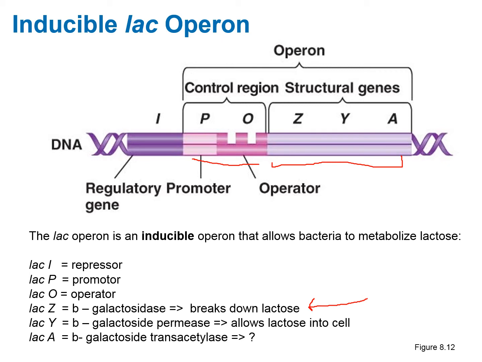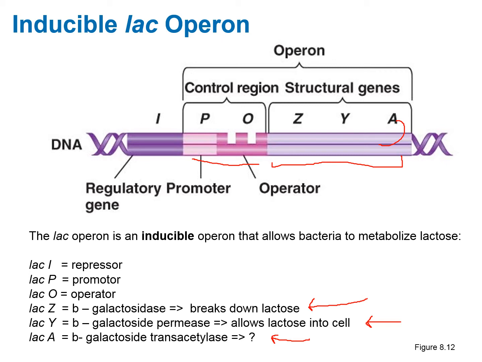The glucose can be immediately used by the cell for energy, and then galactose can be broken down for energy as well. So that's the Z. The Y is beta-galactoside permease. This is an enzyme that allows lactose to come into the cell. And then lacA down here on the end, we don't really know what it does. It's beta-galactoside transacetylase, but its role isn't really clear. So that's why I have a question mark there.